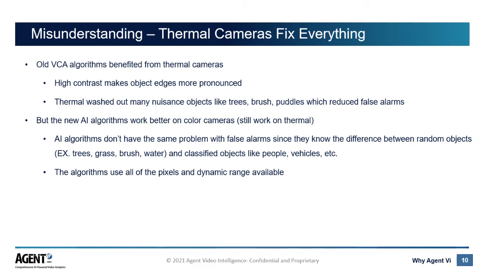But a lot of those cameras, it ended up we would have had maybe 2 to 3 times the detection distance with a color camera. So the AI algorithms really like color cameras. That's so that the old thermal camera fixes everything, not so much anymore.